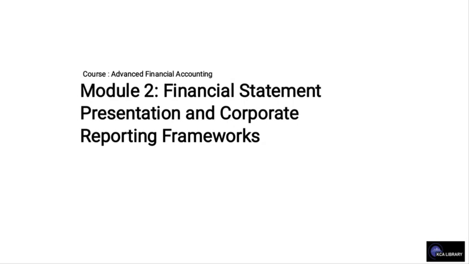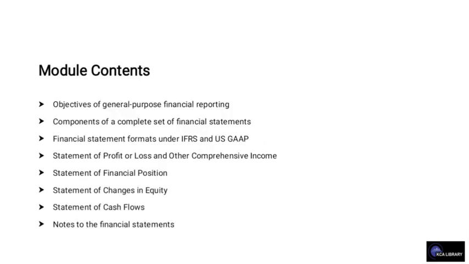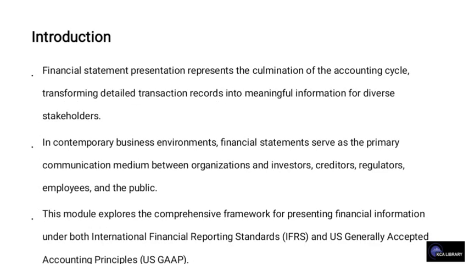It's going to be brief, and the note is available. We will look at the objective of general purpose financial reporting, the components of a complete set of financial statements, and the financial statement format under IFRS and US GAAP. We will break it down into the statement of profit and loss and other comprehensive income, the statement of financial position, statement of changes in equity, statement of cash flow, and notes to the financial statements. These are the things we will look at. We may not be able to look at the calculative aspect of it, but we will understand the basic knowledge of every one of these that are listed.